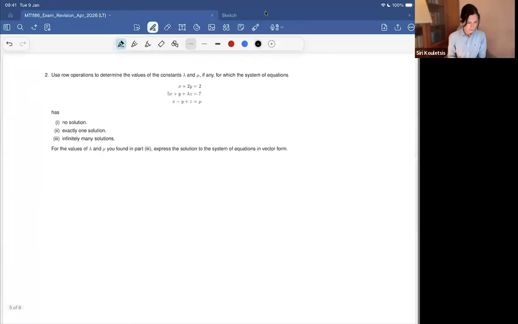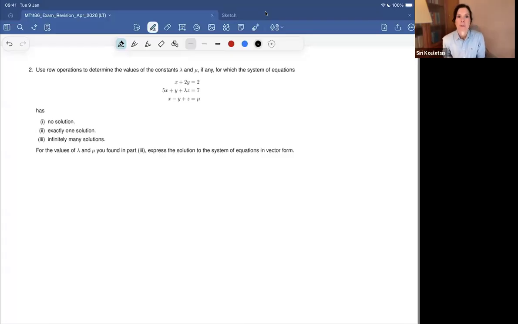Now, on to something else. Question 2 reads: use row operations to determine the values of the constants lambda and mu, getting fancy with Greek letters here, if any, for which the system of equations x + 2y = 2, 5x + y + lambda z = 7, and x - y + z = lambda has no solution, exactly one solution, infinitely many solutions. And the question asks us, for the values of lambda and mu you found in part 3, express the solution to the system of equations in vector form.